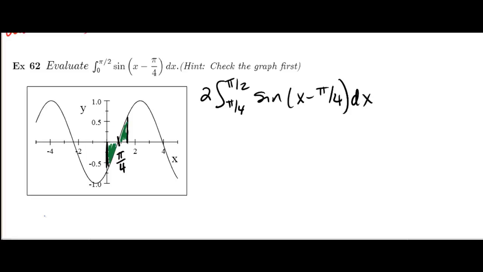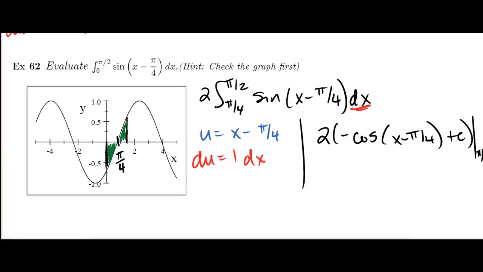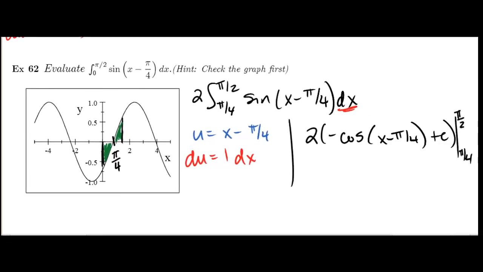Our u substitution here, u is going to be x minus pi over 4. Derivative of that is nice, it's just 1 dx. So we don't really have to do a u substitution in this case. This just ends up giving us twice again because we did this a little bit different. Integral of sine, we said, is negative cosine of that x minus pi over 4 plus c, and we are evaluating this from pi over 4 to pi over 2.